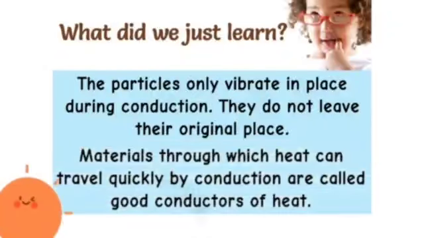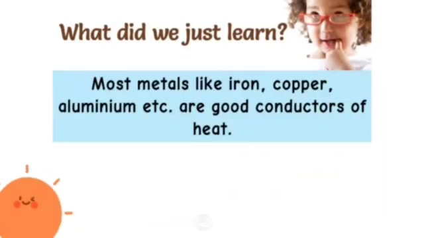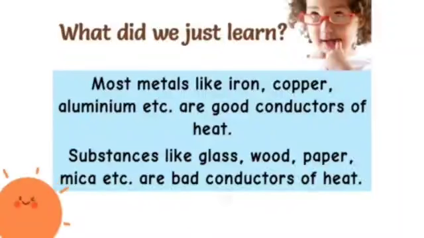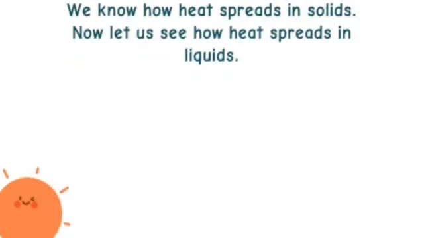Materials through which heat can travel quickly by conduction are called good conductors of heat. Most metals like iron, copper, silver, aluminium, etc. are good conductors of heat. Substances like glass, wood, paper, mica are insulators, or they are also called bad conductors of heat. We know how heat spreads in solids. Now let us see how heat spreads in liquids.